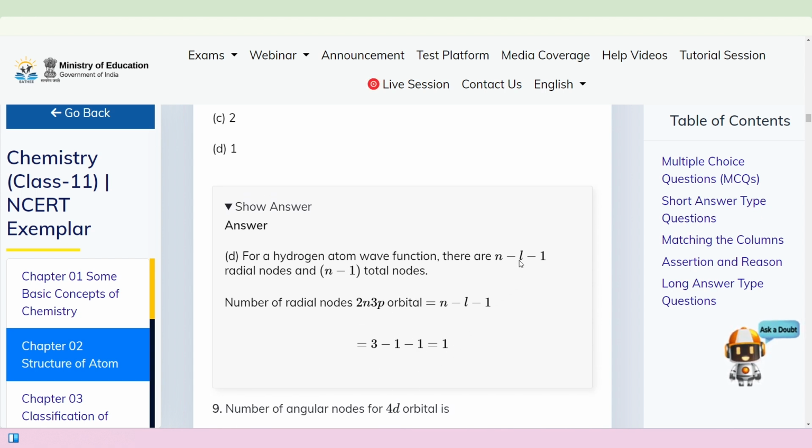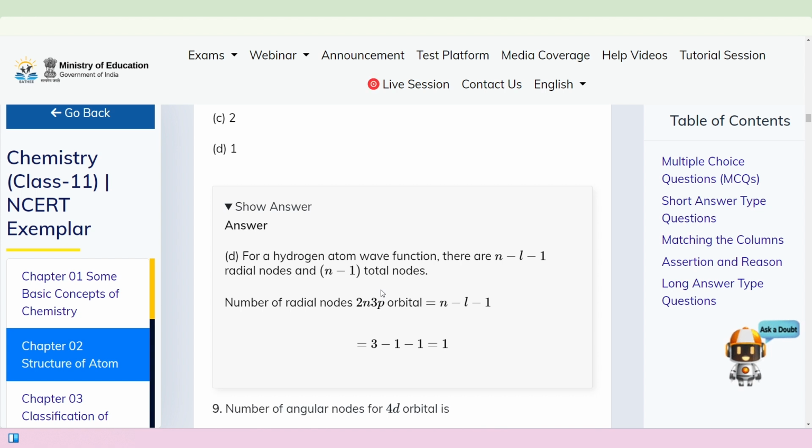So here it is also calculated. The formula that I have used is n minus L minus 1. So this is the formula for the radial nodes. Okay, so how do you find it? If you think of it, then you can derive it also. You know that the total number of nodes is always n minus 1. So this is the formula that we have for total nodes. And the number of angular nodes is equal to L. So whatever be the value of L will be the number of angular nodes. And we know that radial nodes plus angular nodes is equal to the total number of nodes.